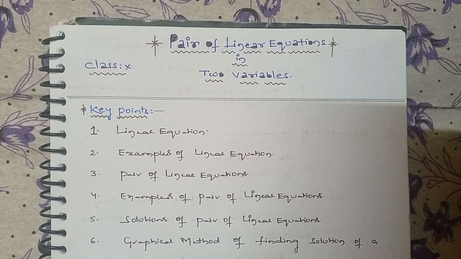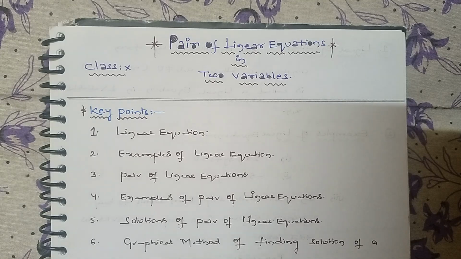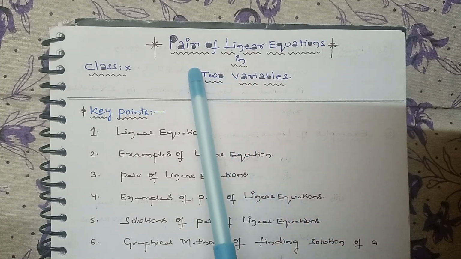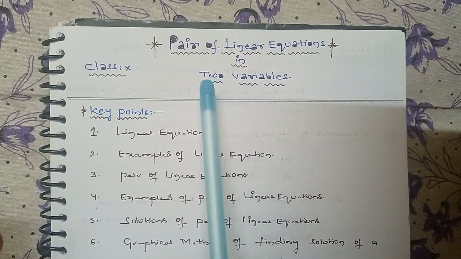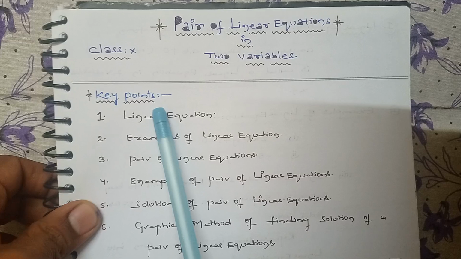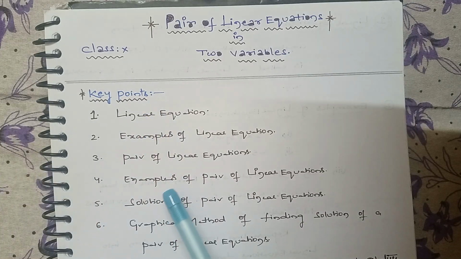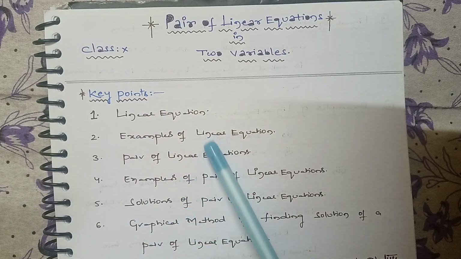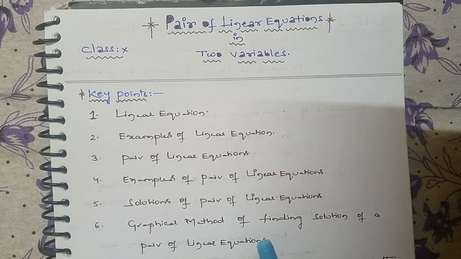See guys, we are dealing with pair of linear equations in two variables of class 10th. So I have mentioned some points here. So what are the topics covered in the chapter? I have mentioned them point wise. We'll discuss each one in detail.